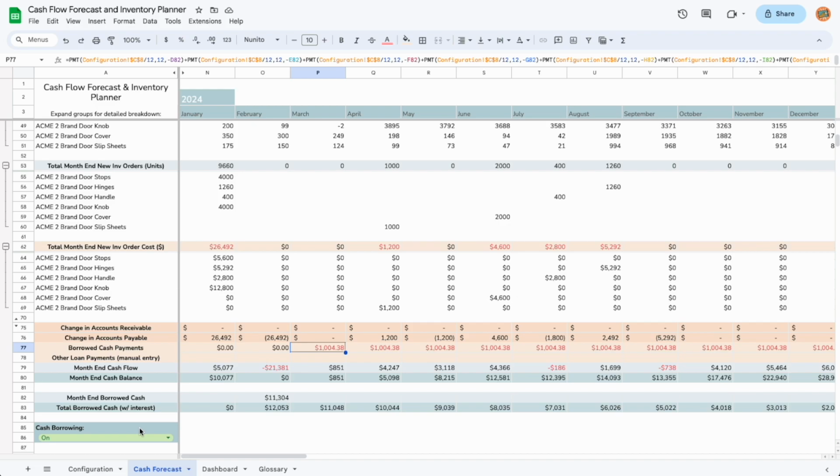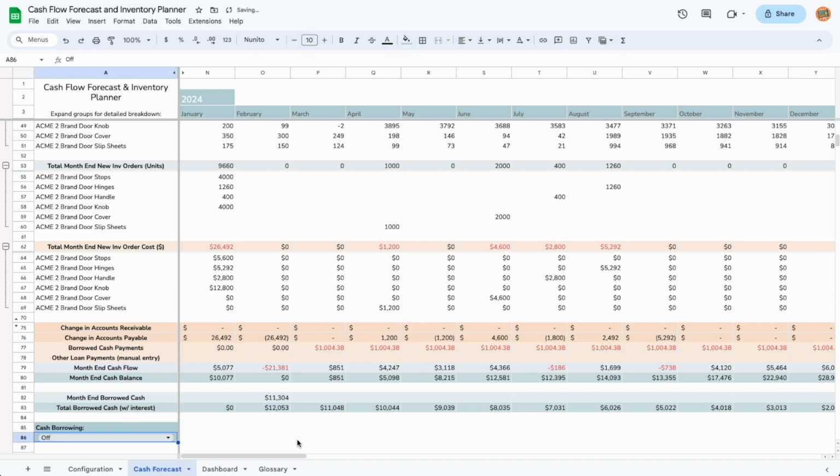So if we go to the cash borrowing toggle and we turn that off, you'll see that it converts back to negative numbers. And so what we can do is we can go to our month-end cash balance and we can enter into here, okay, so I went to the bank and I took out a line of credit and I borrowed $20,000. Great. So our month-end cash balance is going to now be the $20,000 minus the $11,304 in deficit that we immediately had to pay off. And that leaves us with $8,696 in positive cash balance.